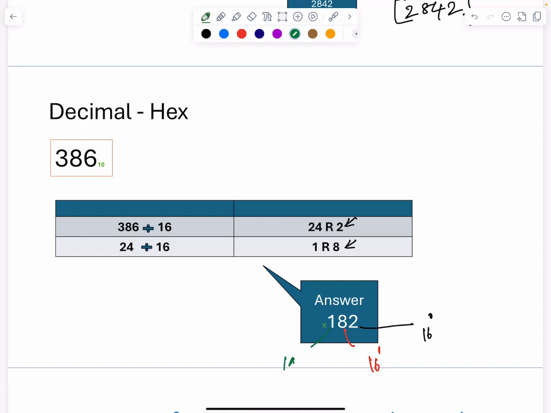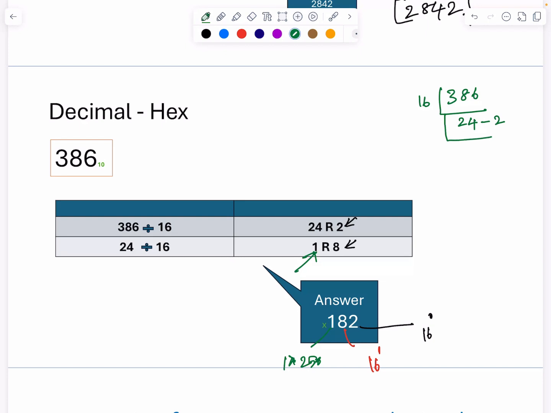Okay, so let me explain how you are getting this number, right? It's the same thing. You have one 16 power 0, right? That's the remainder 2 here. And then basically you have 8 16s there, right? In this case, 8 16s are there, right?